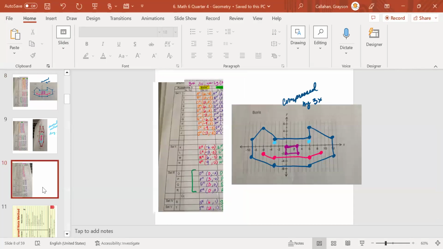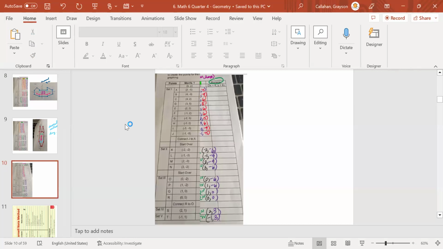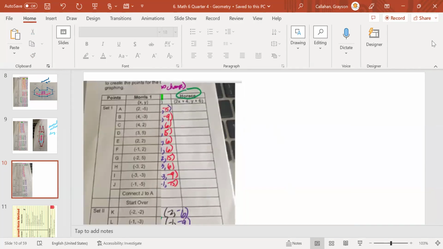Okay, so this is for week 3, Thursday, for quarter 4, math 6. This is part 3 of the dilation and translation unit of geometry. So let's take a look at this one right here.